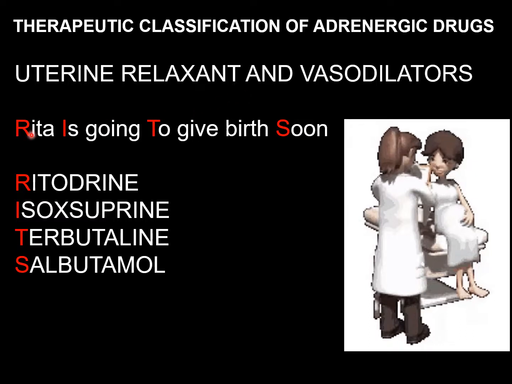of the newborn. So Rita is going to give birth soon. Isoxsuprine, terbutaline, salbutamol. So these are the drugs that are given to cause uterine relaxation and vasodilation.